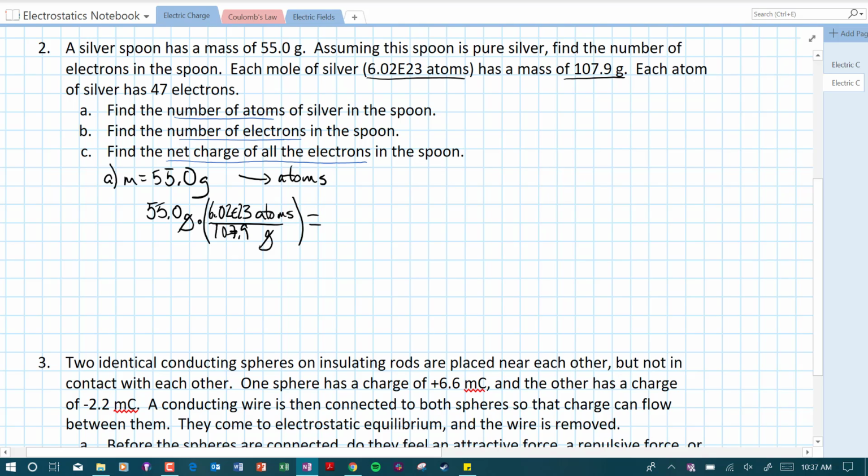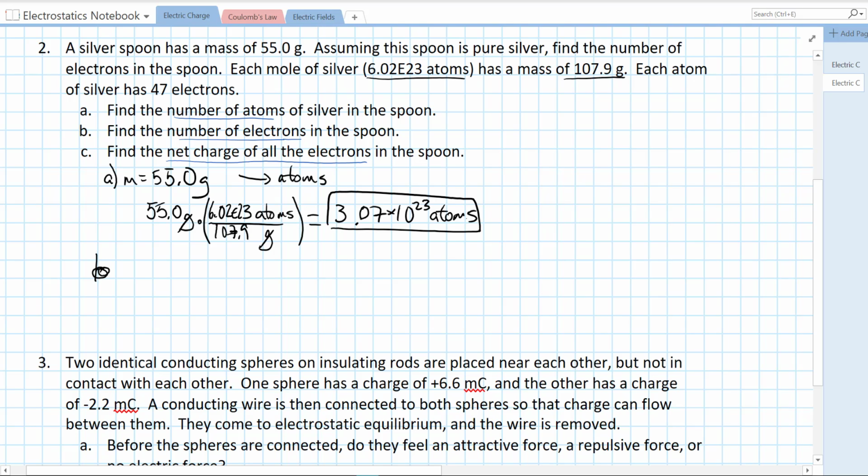So we just plug that into a calculator. 55 times 6.02 times 10 to the 23 divided by 107.9 to get 3.07 times 10 to the 23 atoms. Okay, so there's part A.